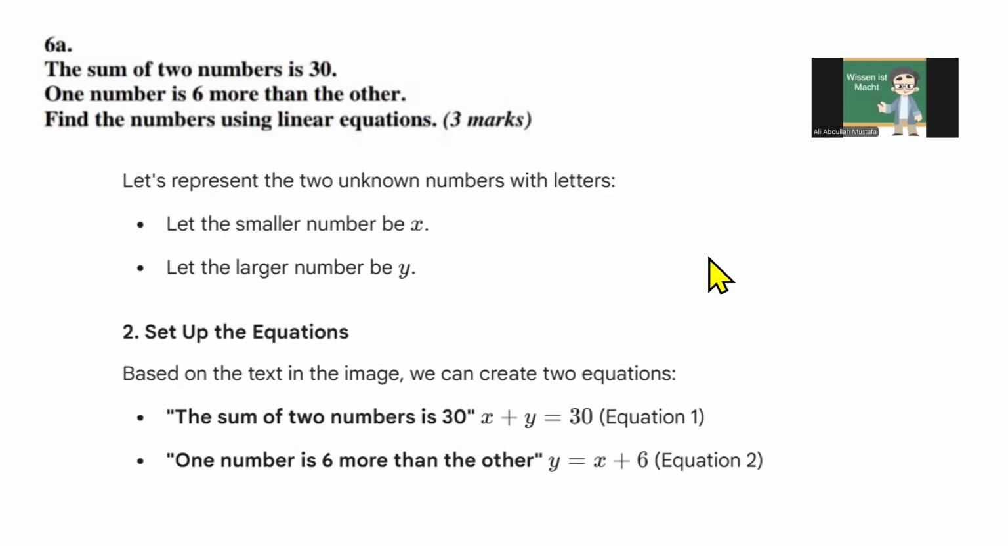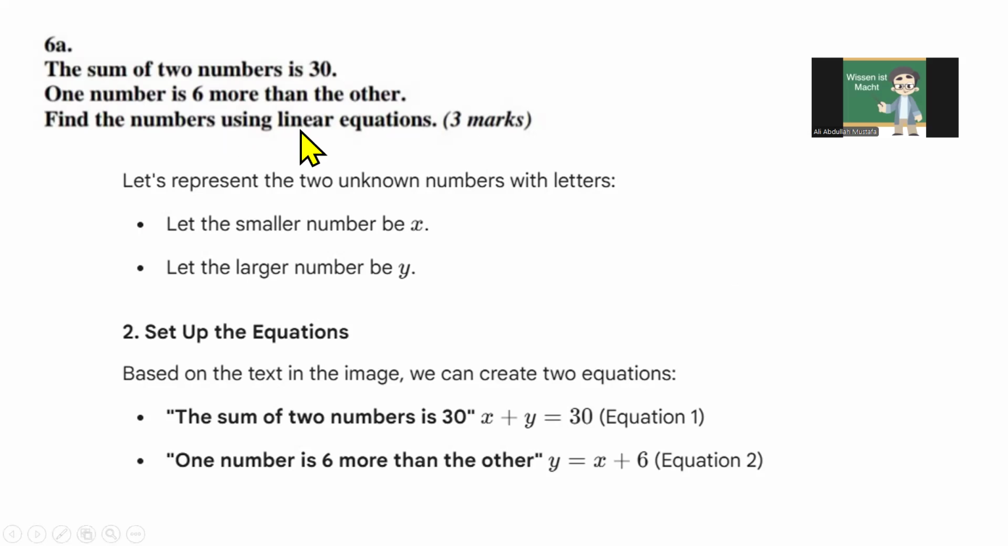So we have now 6a. The sum of two numbers is 30. One number is 6 more than the other. What does he mean by 6 more? When you see more, that means it's plus, okay? When you see more, it means plus.